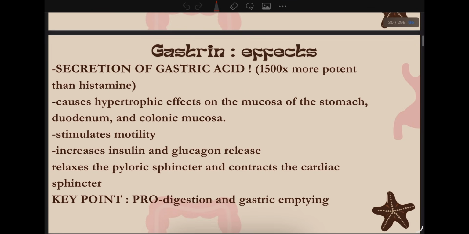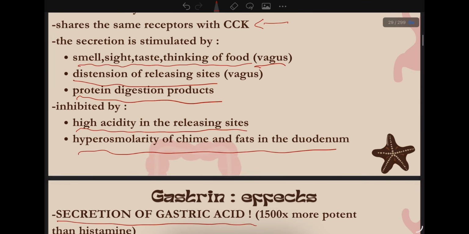Here, this is what we talk about, the effects, the fourth thing. Gastrin's main effect is secretion of gastric acid. Why? We said it wants to digest food, right? So it secretes gastric acid. This is why, if you remember, it's inhibited by high acidity. Because if you have high acidity, you would not want to increase your gastric acid secretion. So we tell gastrin, please stop, okay?